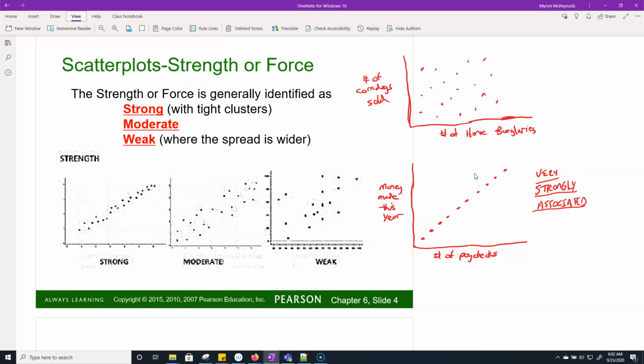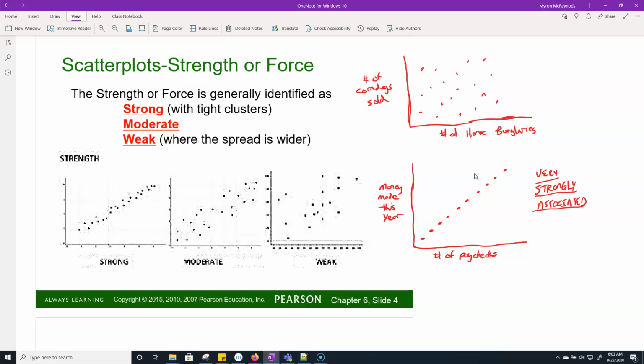And I gave you a couple of examples here. Something that would be very strongly associated would be the number of paychecks I've had this year versus the amount of money I made this year. These numbers are really low right here. I'm a teacher, so. And as the paychecks go up, the money goes up the exact same amount, right? So it almost makes a perfect line. Most variables won't do that, but these are directly related to each other.